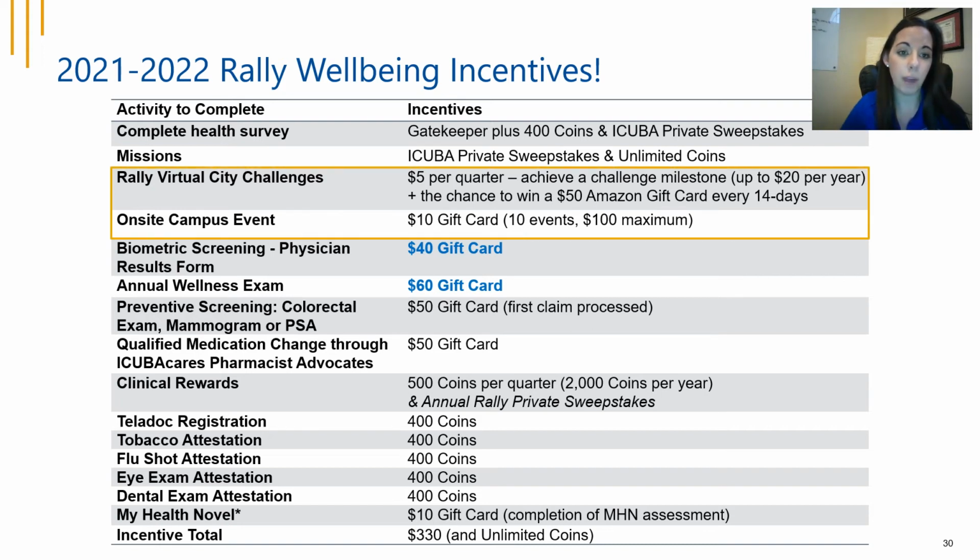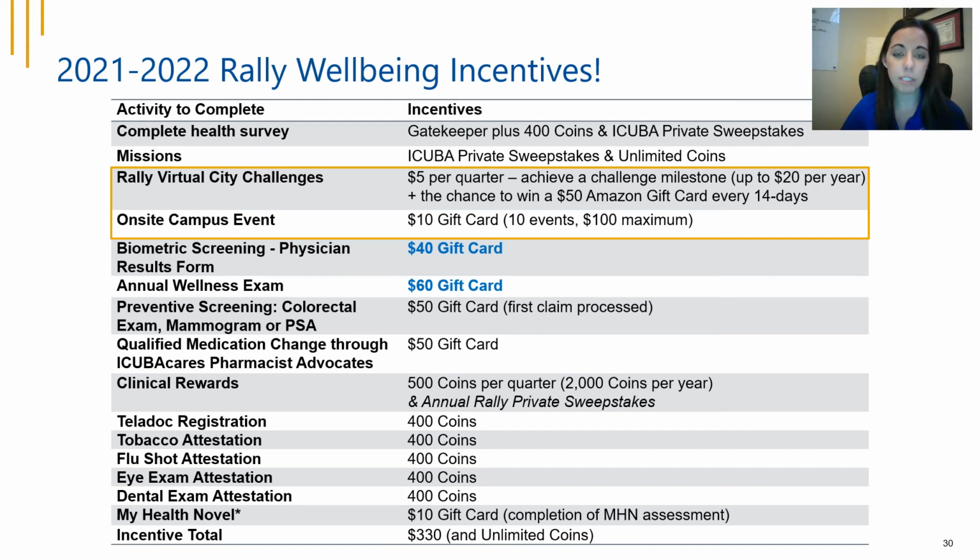Starting off with the Rally Virtual City Challenges and on-campus events. So virtual challenges are back. This is going to be an incentivized item in the coming year for $5 per quarter each time a challenge milestone is achieved, up to $20 per year. So get in there, get registering for those challenge milestones, and there's also a continued chance to win a $50 Amazon gift card. There's no rules or regulations around how many times you can win that $50 Amazon gift card, and those are given away every 14 days. So get in there, sync your devices, and get moving.